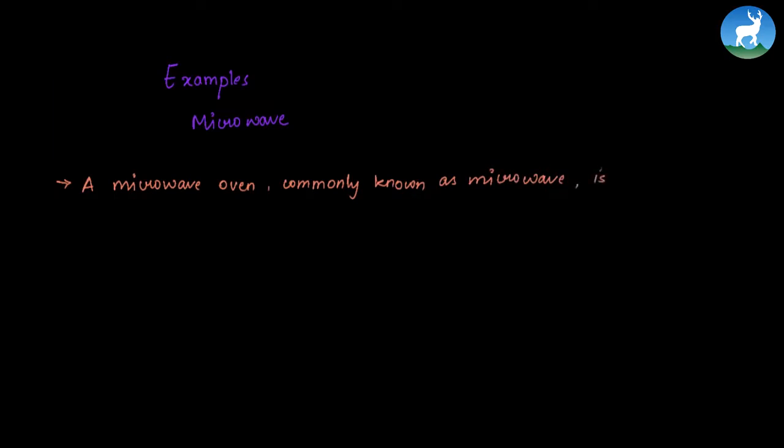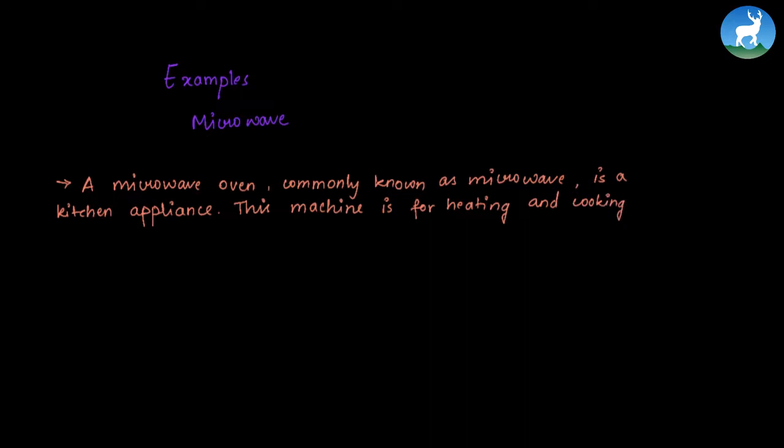So here we describe the purpose of a microwave, and we start by saying a microwave oven, commonly known as microwave, is a kitchen appliance. This machine is for heating and cooking food by exposing it to electromagnetic radiation inside the microwave spectrum.